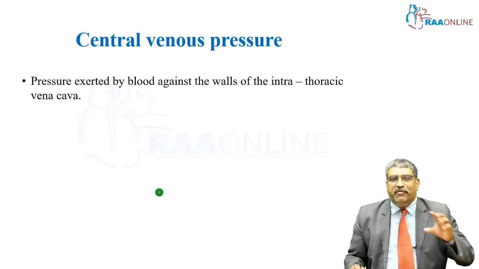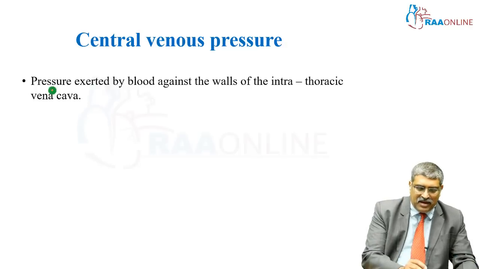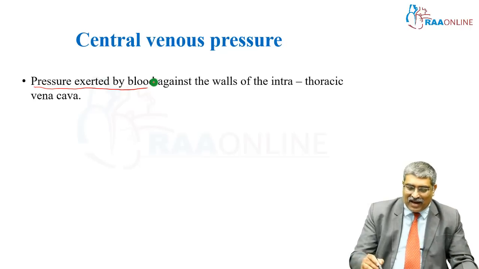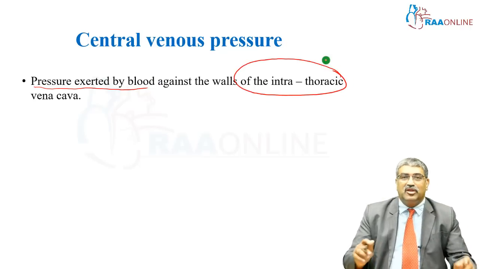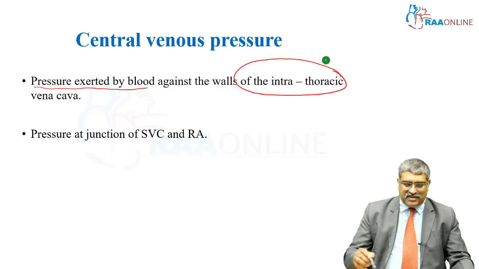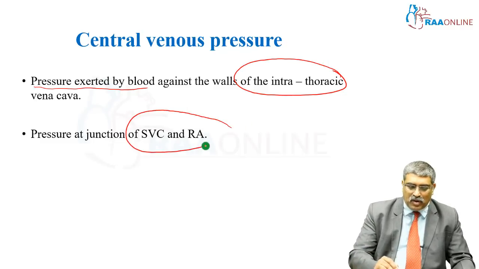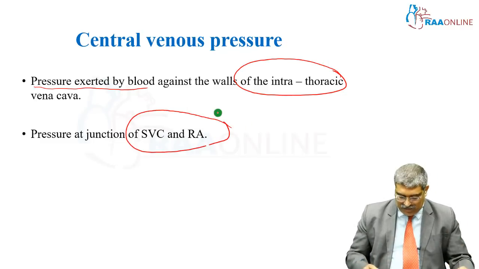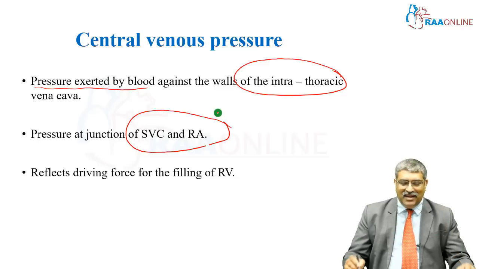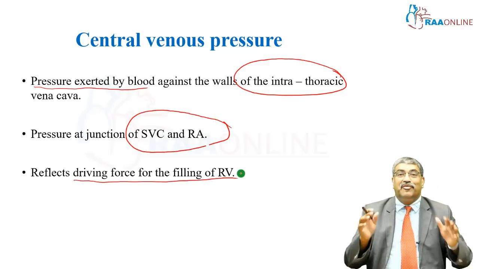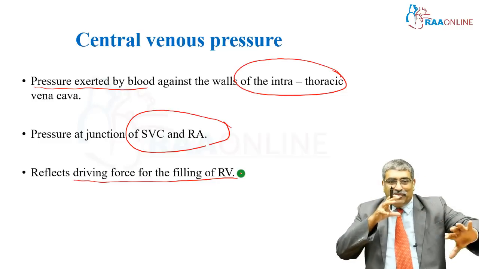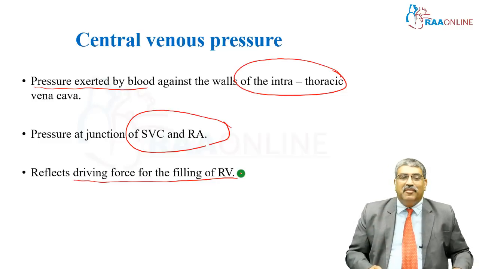What is the definition of central venous pressure? It is nothing but the pressure exerted by blood against the wall of the intrathoracic vena cava. It can also be defined as the pressure at the junction of the superior vena cava and right atrium. In physiological terms, it reflects the driving force for filling the right ventricle. Your right atrial pressure reflects the filling of the right ventricle.